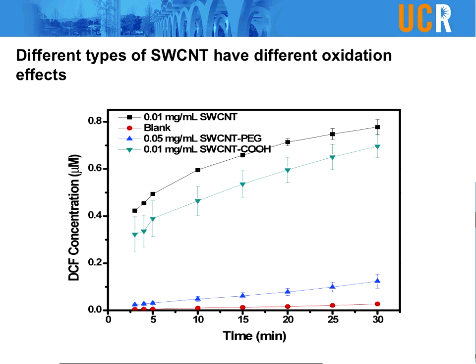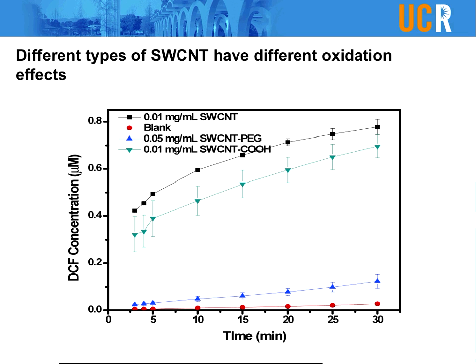What we found is that in aqueous solution, once we dissolve the carbon nanotube, we tested 3 different types of carbon nanotube. This one is the unmodified one, also called the pristine carbon nanotube. This one is the PEG modified carbon nanotube, and this one is the carboxylated carbon nanotube. We purchased all of these from Sigma. And this is the concentration in our solution.